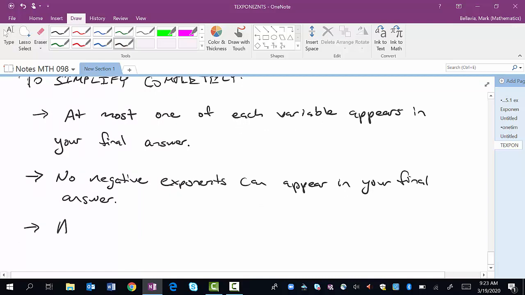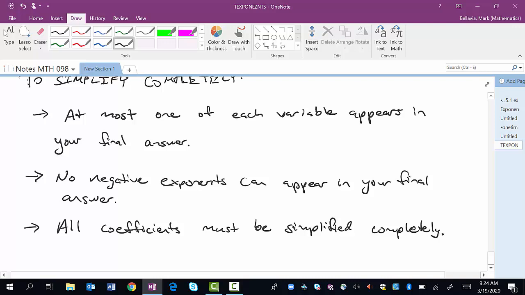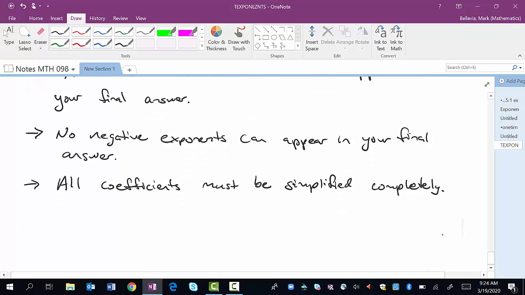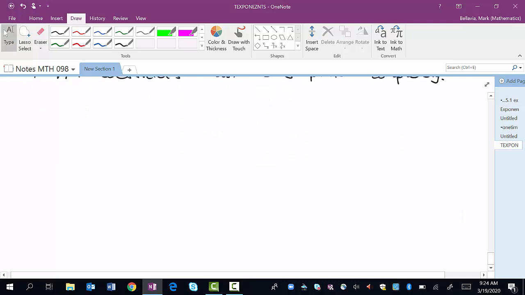And then all coefficients, meaning the numbers in front, must be simplified completely. So those numbers in front, if they still reduce, you should be reducing them. Sometimes they will, sometimes they won't. But you need to know if they do or not. So we'll do a few more examples here because I think it's important to see a couple more of these.